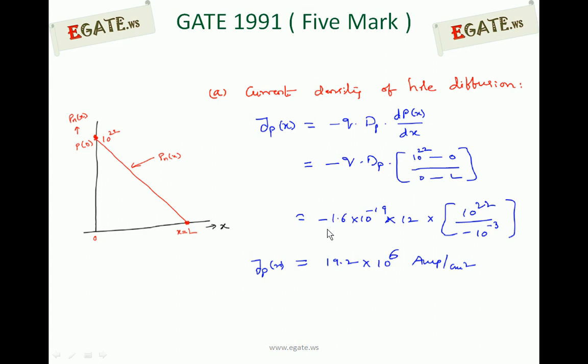So q is 1.6 into 10 power minus 19, Dp is 12 as given, and 10 power 22 divided by minus 10 power minus 3, because L is given as 10 power minus 3. The minus minus cancels. What you will get is 19.2 into 10 power 6 ampere per centimeter square. The current density due to hole diffusion is 19.2 into 10 power 6 ampere per centimeter square.